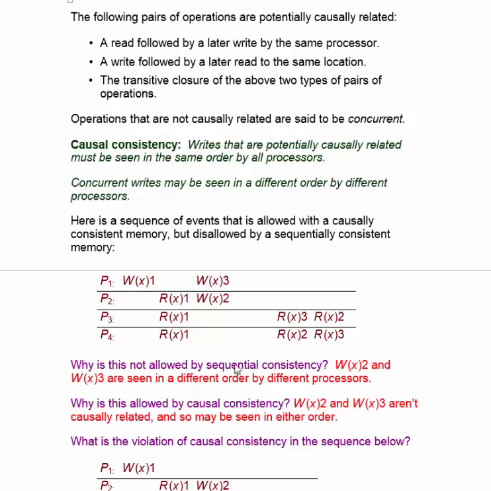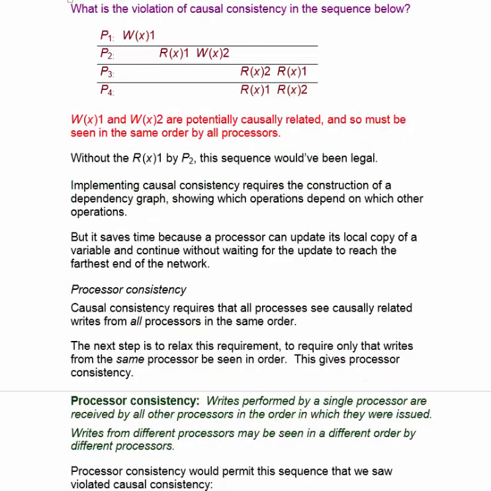And the reason for that is that these two writes, the write of 3 to location X and the write of 2 to location X, are not causally related. That is, processor 2 doesn't read the value of 3 and then use it to compute 2 or vice versa. So because of the fact they're not causally related, they're considered to be concurrent, and they can be seen in any order. In other words, the system doesn't have to keep these two writes in order as seen by the other processors.